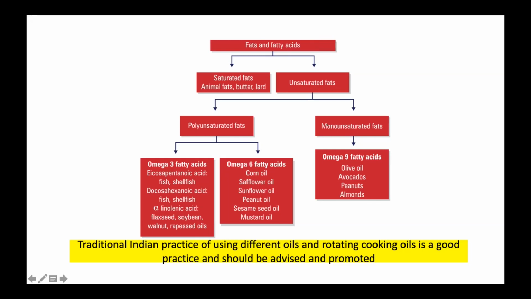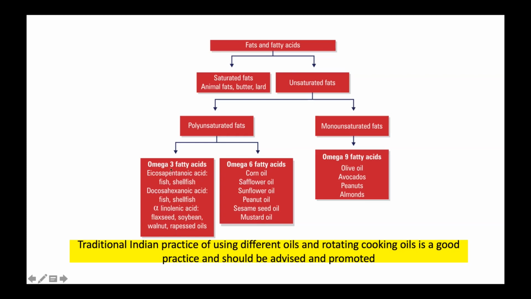Among the unsaturated fats, for monounsaturated fat, it is mainly omega-9 fatty acid. Olive oil is a very rich source of omega-9. Avocado oil, peanut, and almond oil are also good sources of omega-9 fatty acid. For omega-6, corn, safflower, sunflower oil, peanut, sesame oil, or mustard oil are rich sources of omega-6 fatty acid.